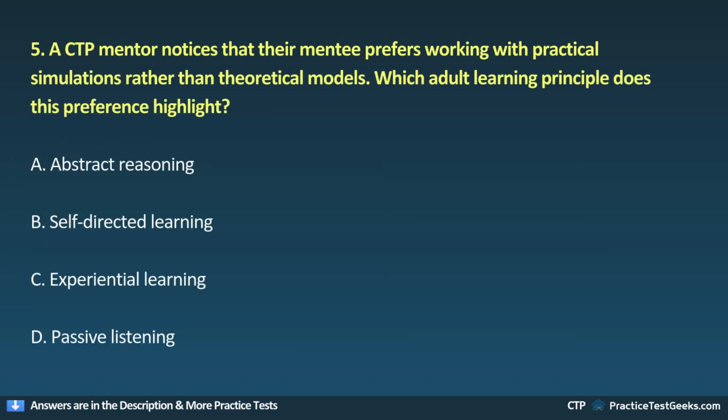5. A CTP mentor notices that their mentee prefers working with practical simulations rather than theoretical models. Which adult learning principle does this preference highlight? A. Abstract reasoning. B. Self-directed learning. C. Experiential learning. D. Passive listening.